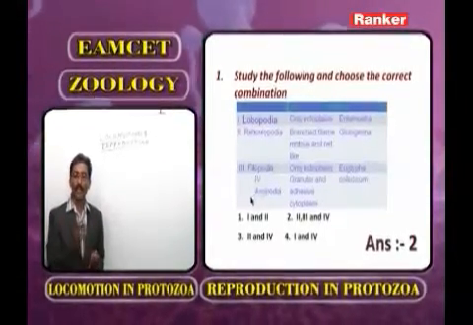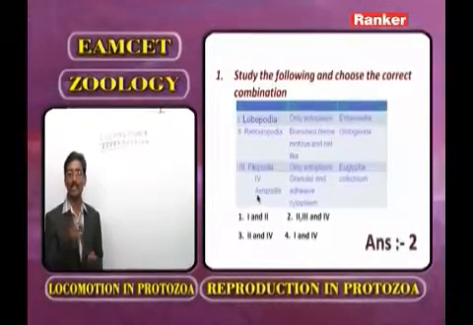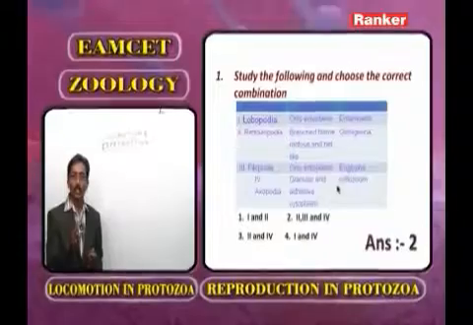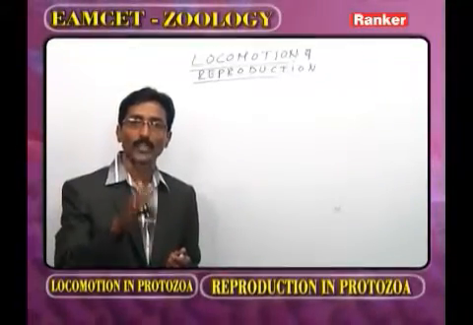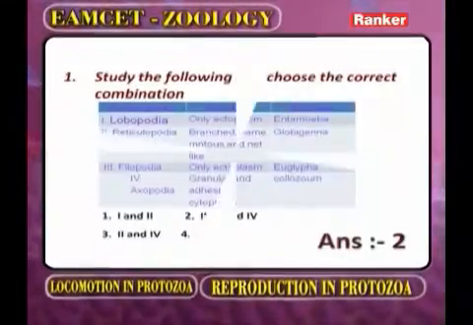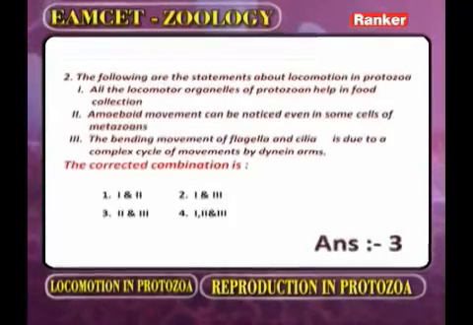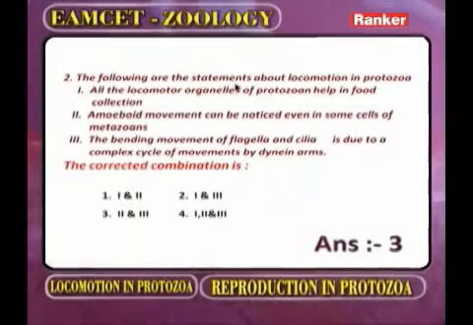What about the fourth one? Exopodia. In the exopodia, what type of cytoplasm? Sticky granular. What is the example? Collosum. Now you identify the correct answer. Second one, third one and the fourth one. Now we go for the next question. Now we go for the second question. The following are the statements about the locomotion in protozoa.